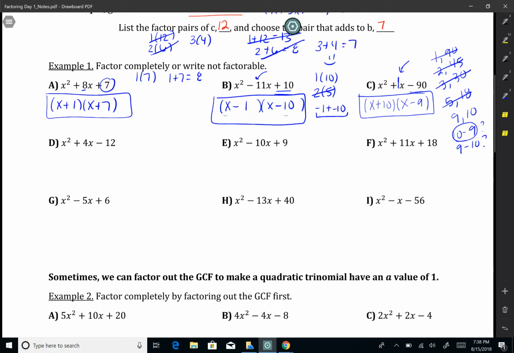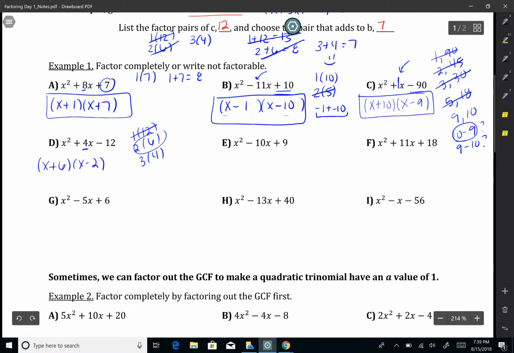All right, the next one is very similar to that one because our C value is negative, but our B value is positive. So when the C value is negative, instead of thinking adds to B, you can think has a difference of B. So let's list our factors of 12. 1 times 12, 2 times 6, 3 times 4. Which pair of those has a difference of 4? 1 and 12 have a difference of 11. 2 and 6 have a difference of 4. So we want to choose 2 and 6. Now I want a positive 4. So that means I would want x plus 6 times x minus 2. Because 6 times negative 2 gives me a negative 12, but 6 minus 2 gives me a positive 4.